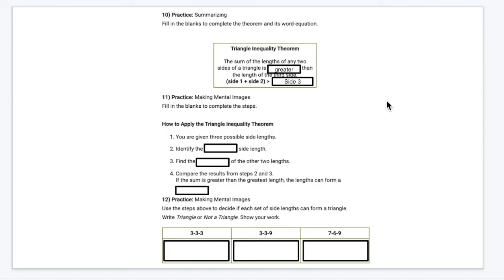All right. And so this is another way that you can prove that something can be a triangle, because if it doesn't fulfill the triangle inequality theorem, then it cannot be a triangle, right? So you can use a definition and triangle inequality theorem. So let's see how we can apply the triangle inequality theorem. So whenever we can apply it, we are given 3 possible side lengths. And so we want to identify the greatest side length, right?